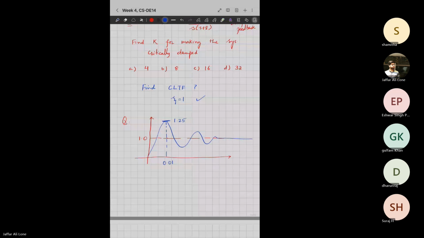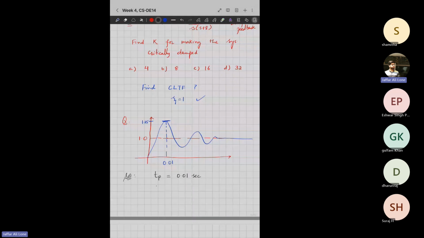The peak time is given as 0.01. Actually, sorry, the peak time is not given. The scale is given. The scale is 1.25, it's 1, and so on. Scale is given, but the peak value you have to judge yourself. We solved a similar question a few minutes ago. Here, let me give you a hint: 0.01 seconds is your peak time.